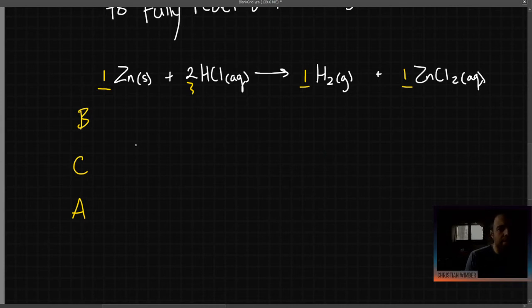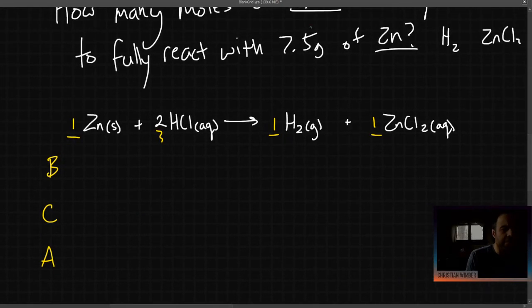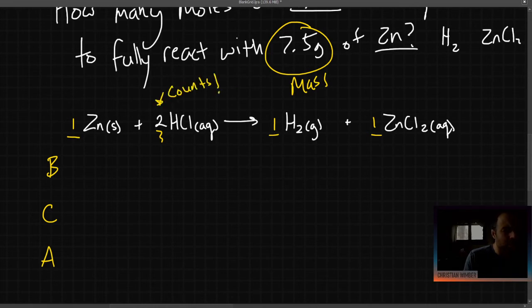But what that tells us is we cannot use mass in here. You see the 7.5 grams of zinc? This equation does not tell us how many hydrogen chlorides will react with that, because this is a mass, whereas these are counts. This equation is counting how many we'll need. One of these will react with two of these to make one of these and one of these. This mass will not do it.